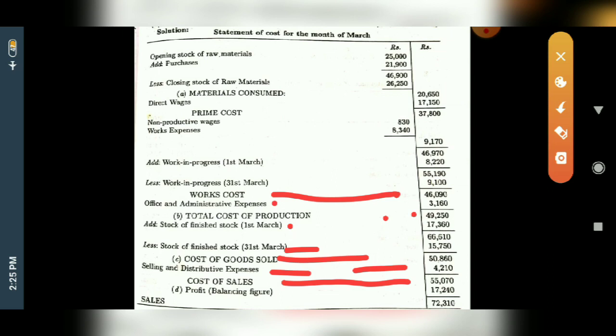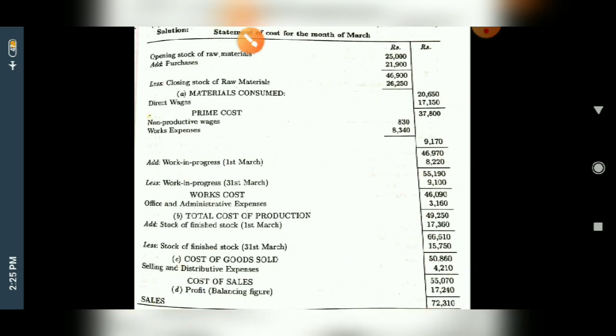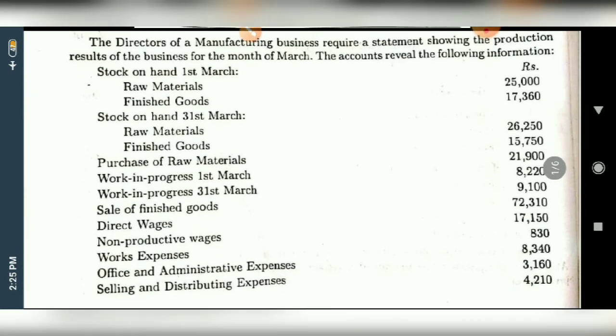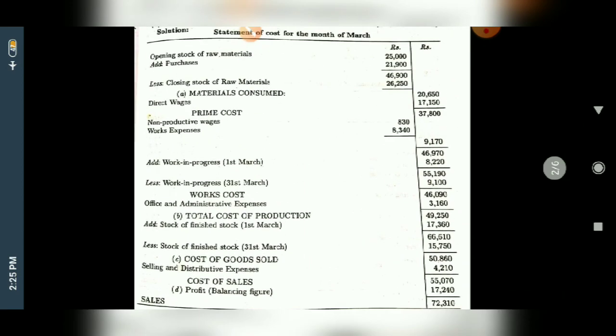You will get cost of sales. Then this profit balance is not given, that you have to find out. It is given here the sales amount, isn't it? In the question, sales amount is given, that is 72,000. Then 72,000 minus this 55,000, you will get this profit balance. So this is how the particular problem and the solution. So note these problems in your notebook and get it solved and practice it. Okay.